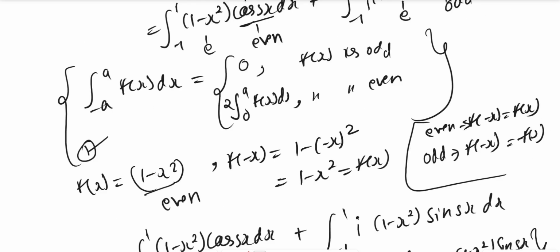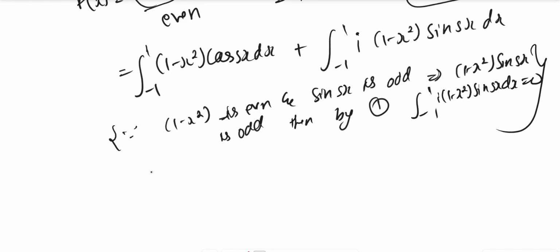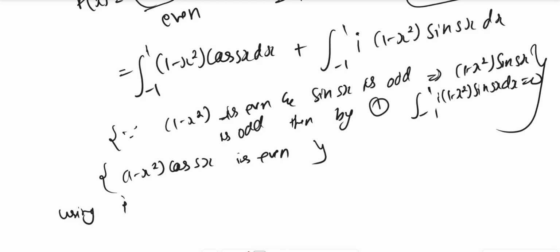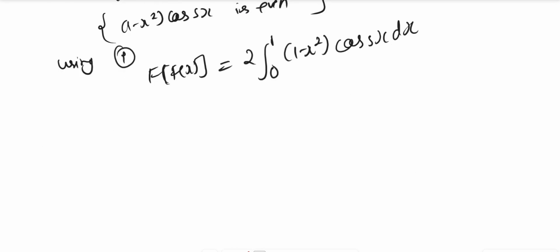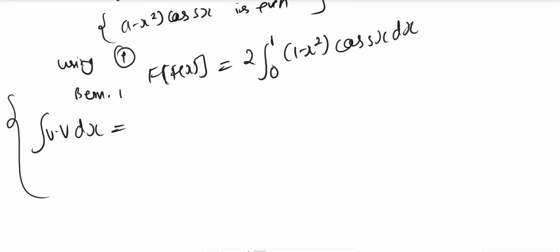This is the result that we have used, and this function 1 minus x square cos sx is even. Using this, the Fourier transform of a function f(x) is given by 2 integration 0 to 1 of (1 minus x square) cos sx dx. Now, to solve this integration, which is in the form u multiply v, we need to use Bernoulli's formula.